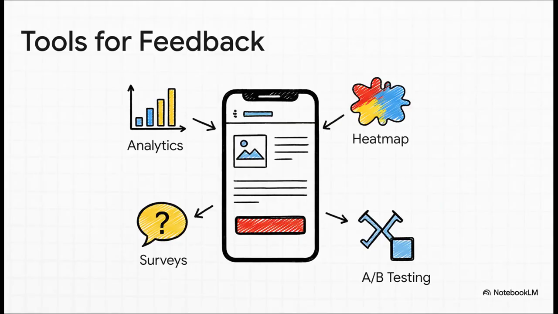So, how do you get all this juicy data? Well, you have a whole arsenal of tools. Analytics platforms show you what users are doing. Heat maps can show you where they're getting stuck, and things like in-app surveys let you just straight up ask them why. Using a mix of these gives you the full picture.